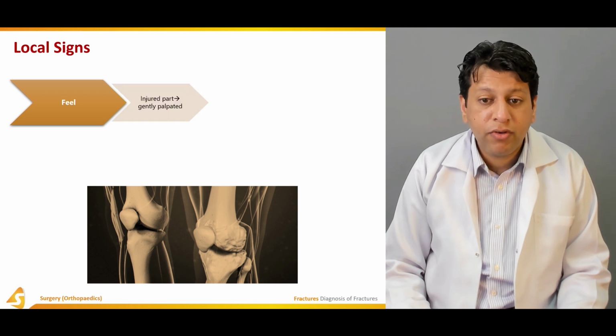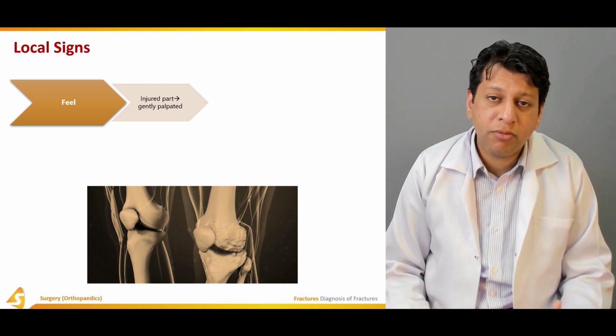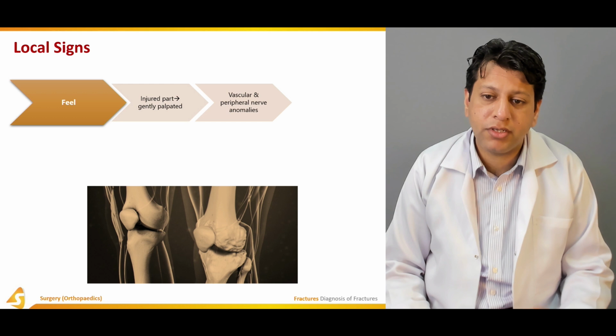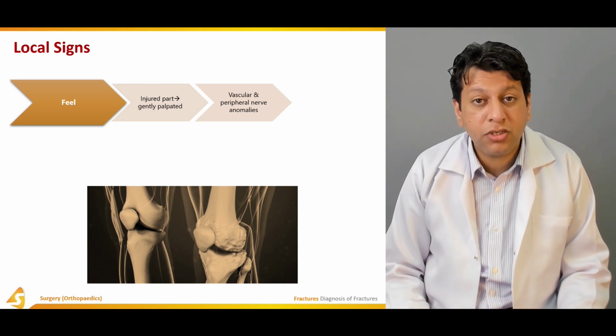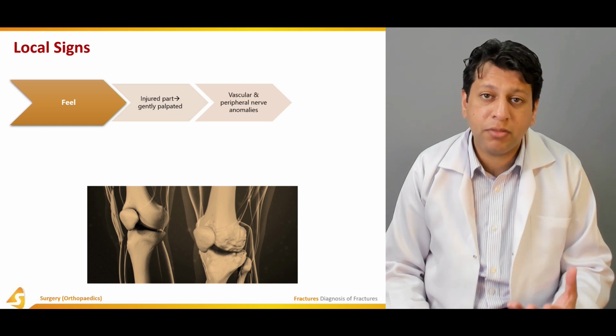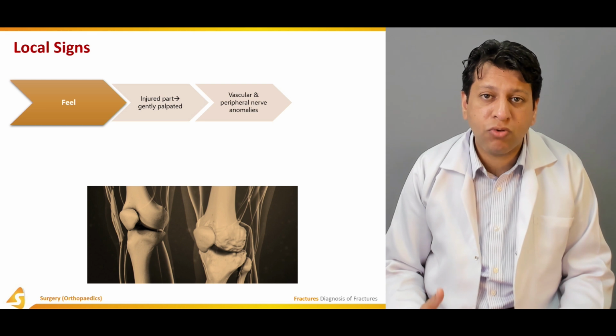What do we feel for? We feel for the injured part, which is gently palpated. Gentle movement would elicit severe pain, and that will probably denote that there is an underlying fracture present as well. We have to feel for vascular and peripheral nerve anomalies as well, especially if in the previous slide you saw a picture of an open femur fracture.